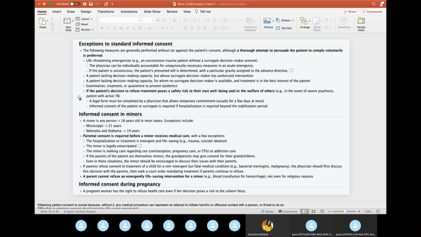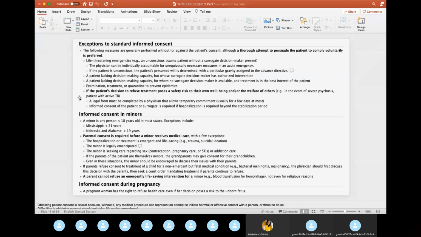Next, what if the parents of the patient are minors themselves? Who gives consent? The grandparents may give consent for their grandchildren. So even in these situations where you don't get parental consent, remember, you should still encourage the minor to discuss their issues with their parents.